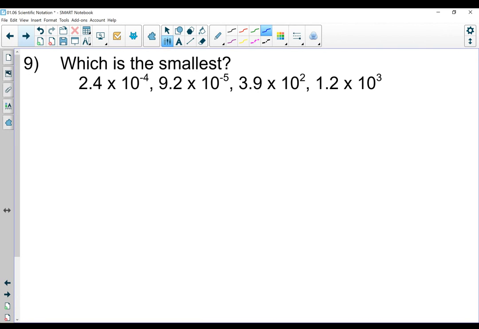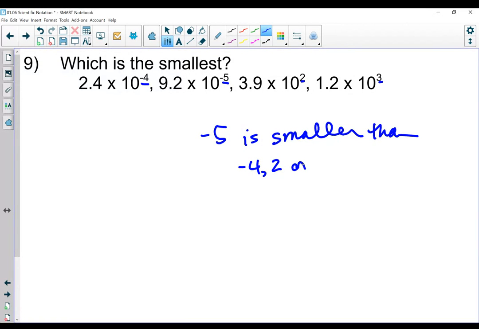For number 9, they're asking which is the smallest. So I need to look for the smallest exponent. So my exponents are -2, -5, 2, and 3. So be really careful. The sign does matter. It doesn't matter that 2 is smaller than 5. I have to look at the sign. So if I have a -4, -5, 2, and 3, my -5 is going to be the smallest. So -5 is smaller than -4, 2, or 3. And I could prove that on a number line, right?